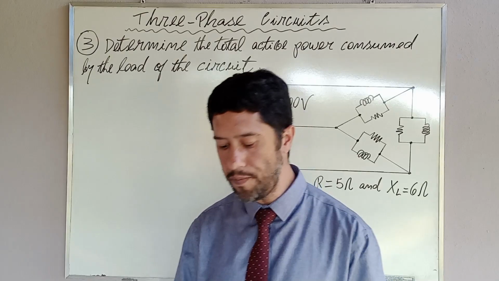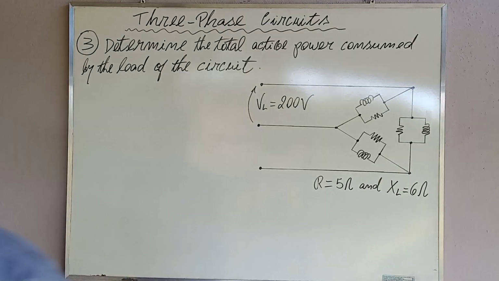Exercise number 3. A balanced three-phase load is connected in delta and supplied by a symmetrical three-phase source with a line voltage of 200 volts RMS. In each phase, the load consists of a 5 ohms resistor connected in parallel with an inductive reactance of 6 ohms. Determine the total active power consumed by the load. This is the question.